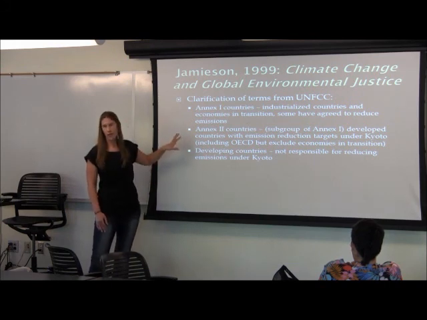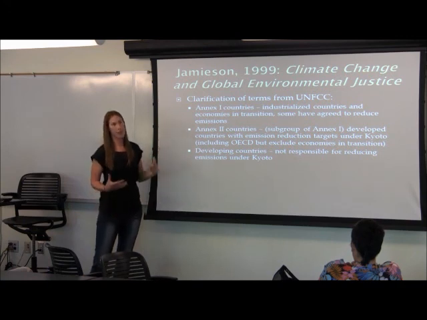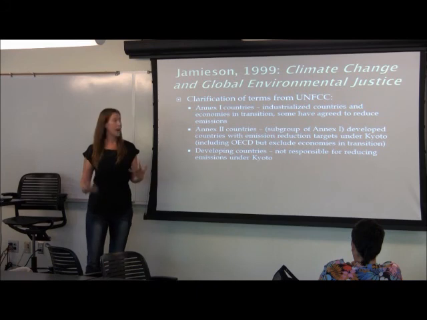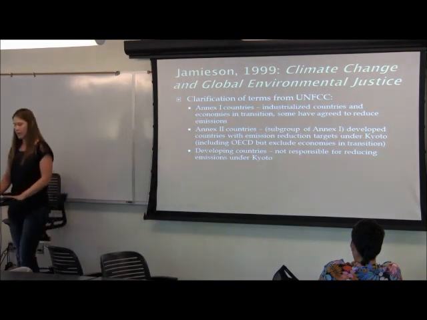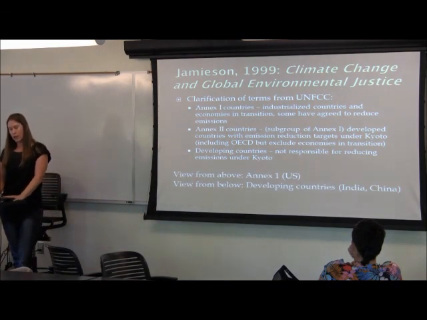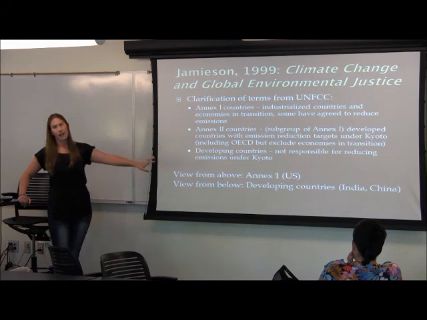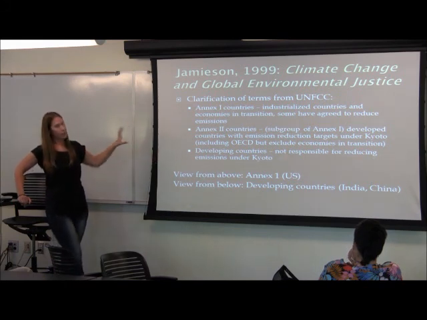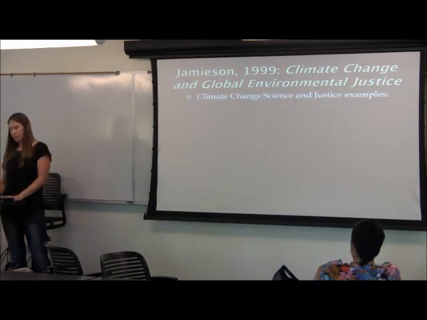And actually Kyoto is coming to an end this year, and there's a new sort of proposal that's coming about now, and those details are being figured out. But this is sort of the state of things when Jameson wrote his paper. So keep that in mind. And Jameson will talk about the view from above. In general, he's talking about the Annex 1 countries. He talks a lot about this perspective from the United States in the paper, but in general, it's supposed to represent all developed countries. The view from below is then from the developing countries' point of view.